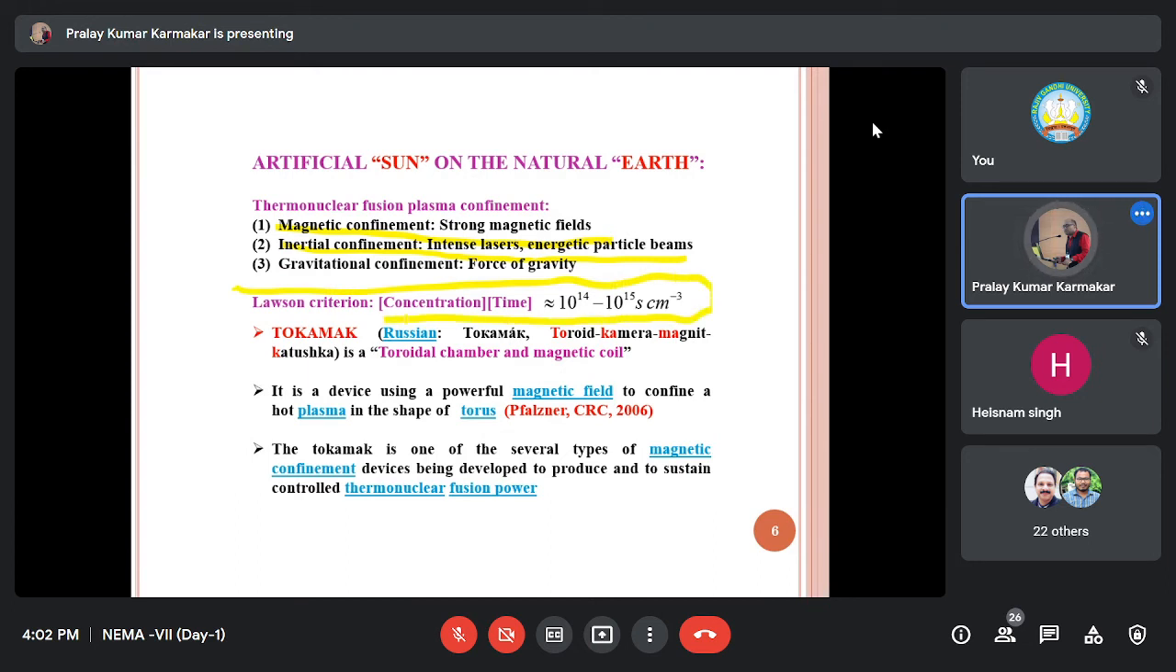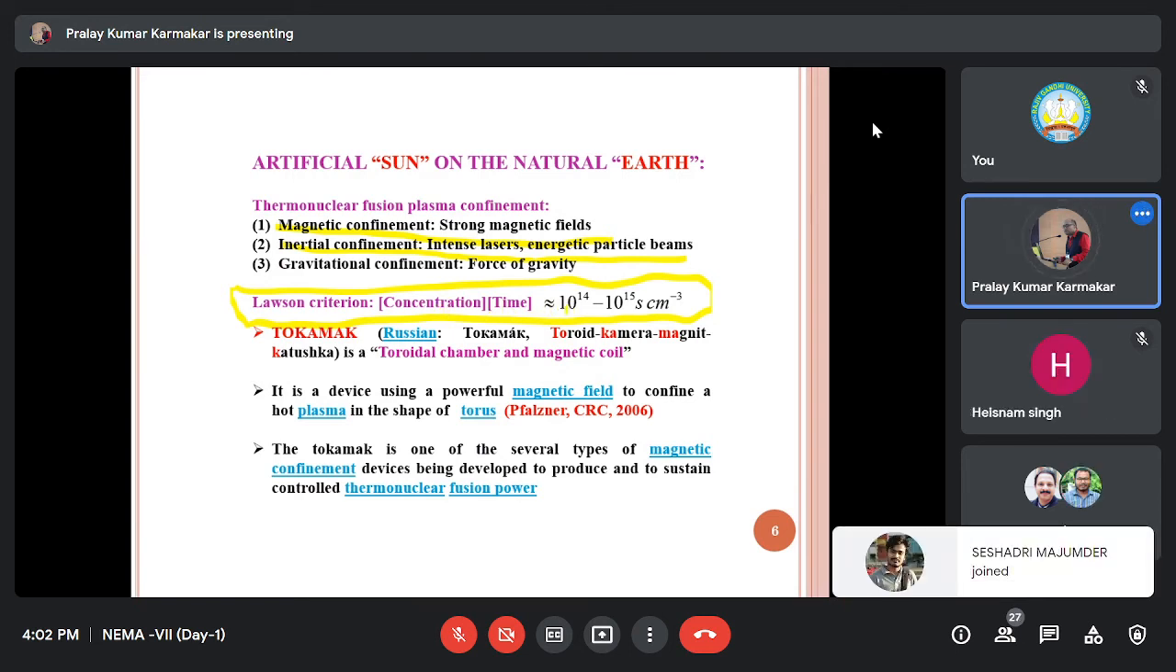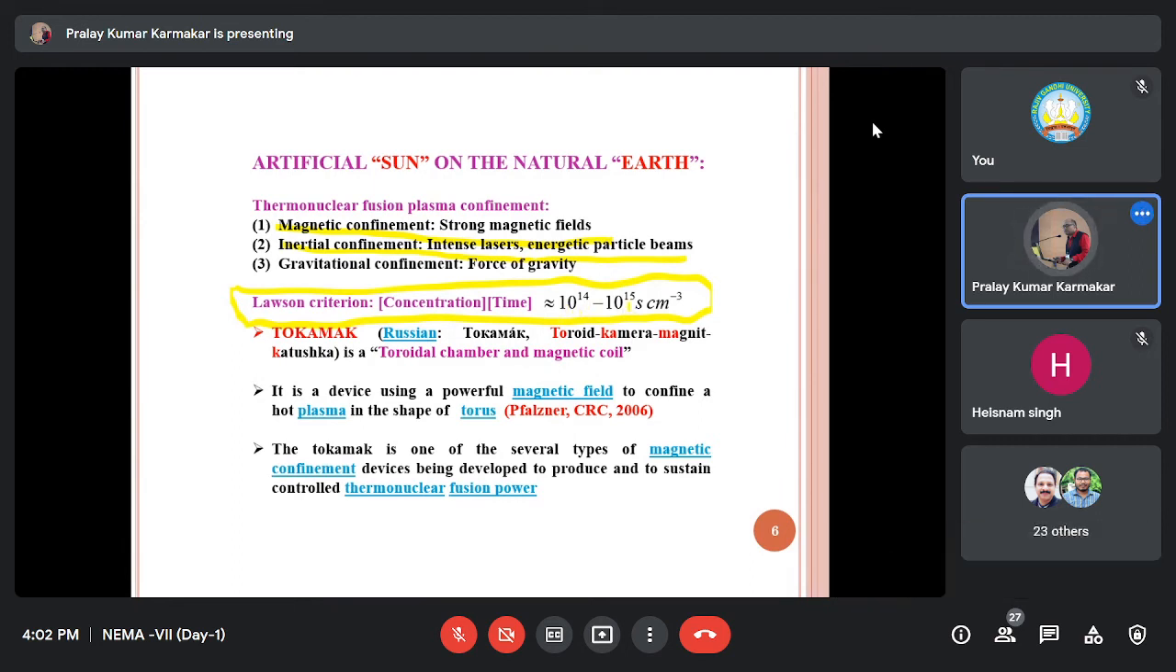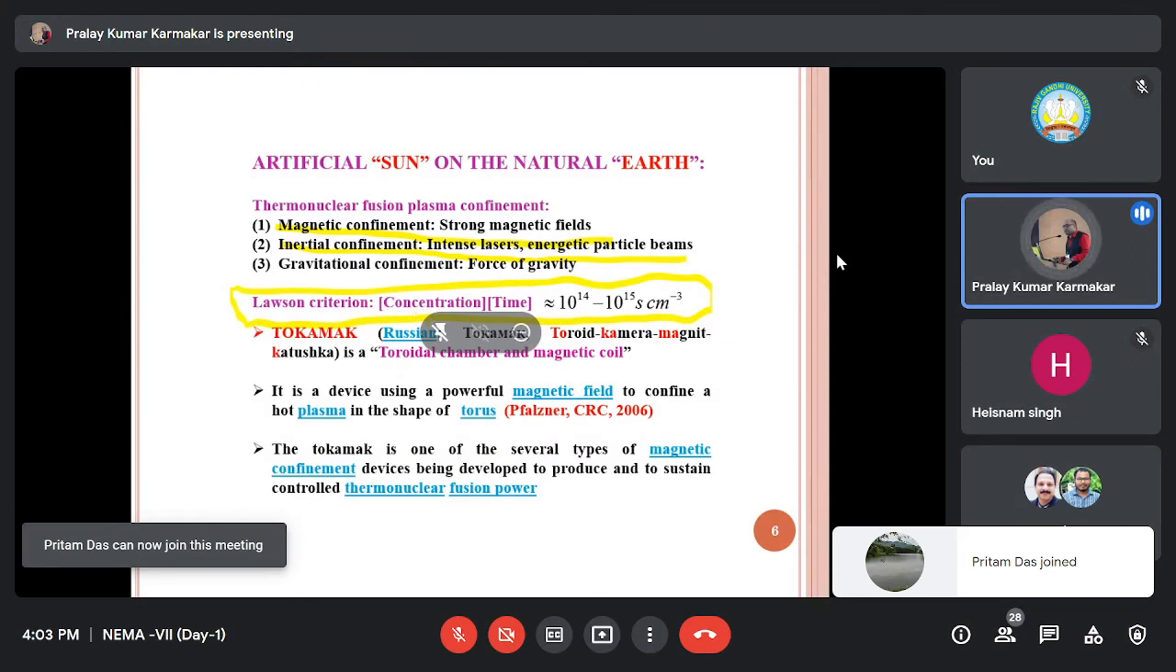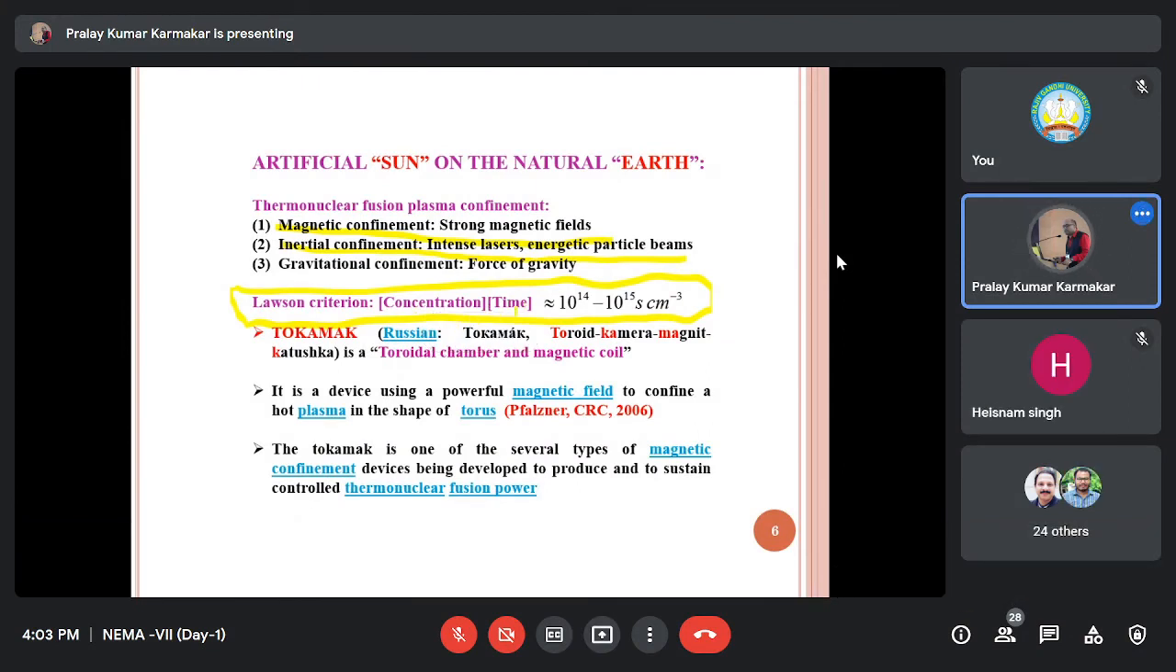And for this confinement, one criterion is there. This criterion is called the Lawson criterion. According to this, the plasma density or concentration times the confinement time should be a constant. And what is this constant? The constant value is of this order, in seconds per centimeter cube. So this condition has to be fulfilled. As per that, if the density is high, accordingly the confinement time has to be modeled, otherwise it is not possible.